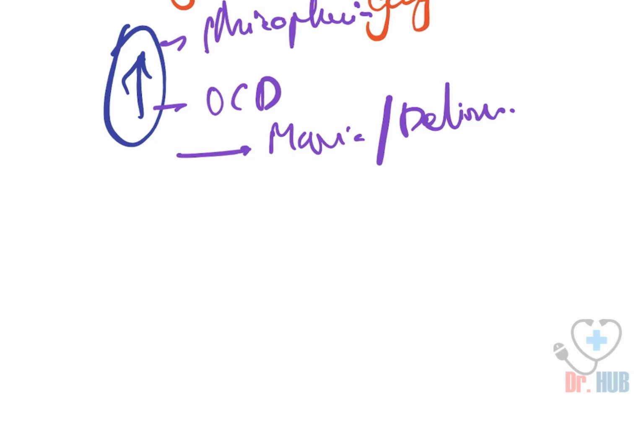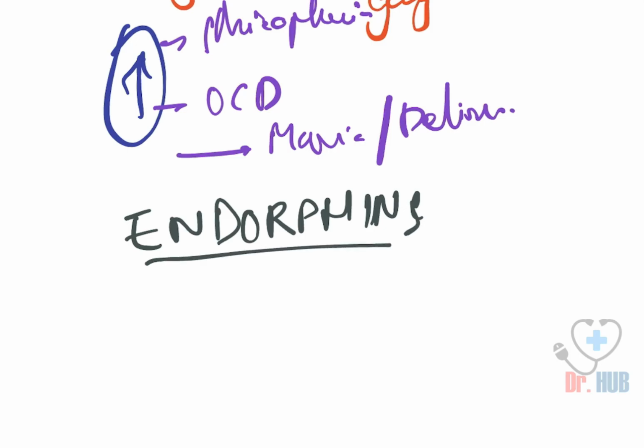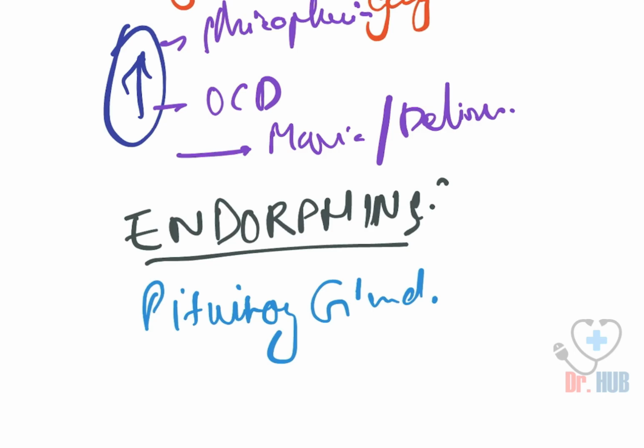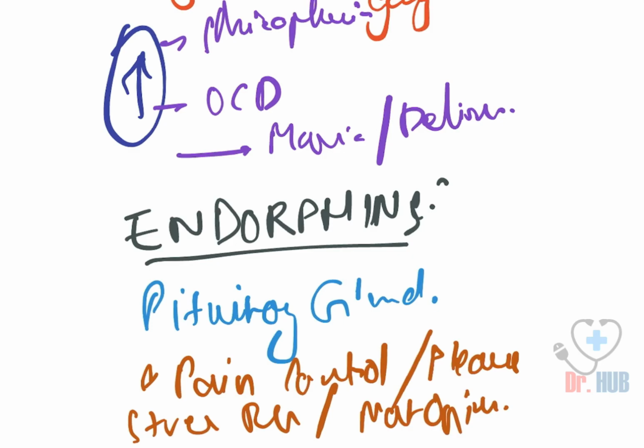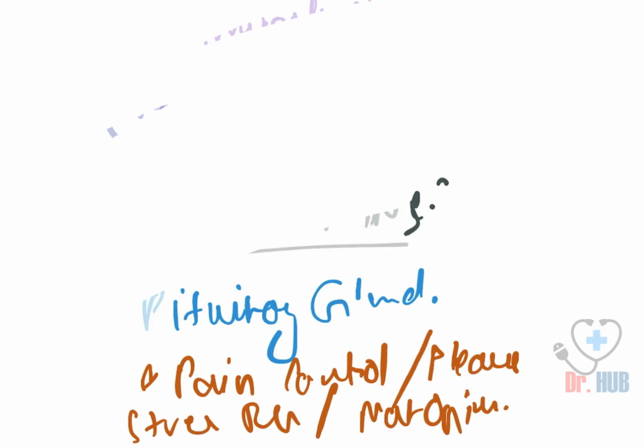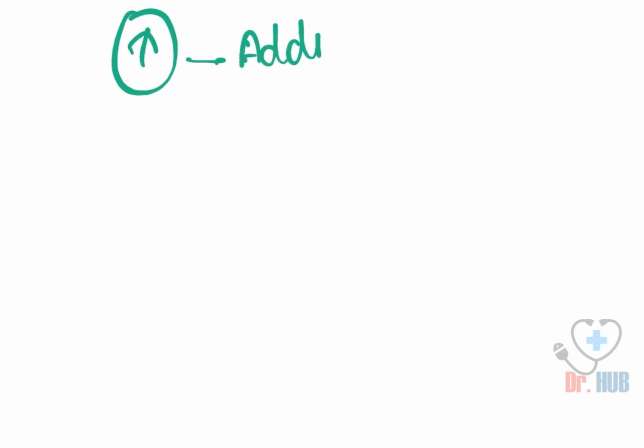Next, we look at endorphins. The source of endorphins is the pituitary gland. And what does it do? Endorphins help in pain control, the feeling of pleasure, as well as stress reduction. It is nothing but a natural opium. Endorphins are increased in case of addiction.